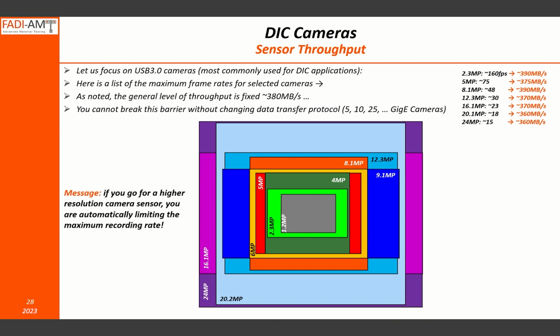So basically within the USB 3 domain, which is the most appropriate for material testing, as we will show later on, if you go higher in resolution, you're automatically limiting yourself in terms of the maximum recording rate. And so if you don't need the extra pixels, why limit yourself in the first place? Because again, as we will show later on, frame rate is very important regardless of what testing you're doing. And most of the time you will find yourself thirsty for more than 10 or 15 or 20 frames per second.